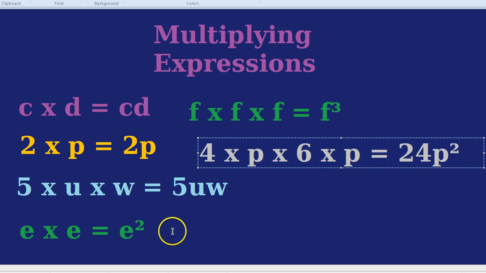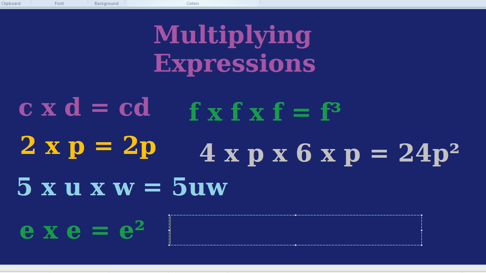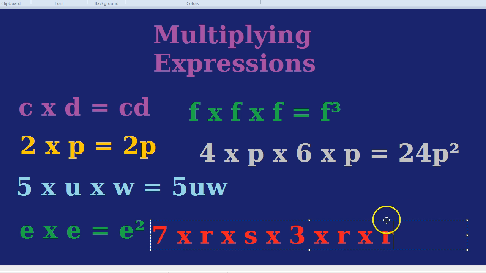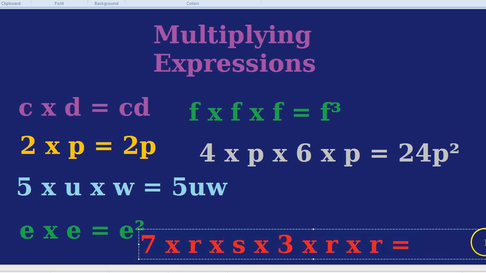Let's try a harder one, really hard one to finish. If we had 7 times by R times by S times by 3 times by R times by R, what would all that nonsense be? All that nonsense would, in fact, equal, the number would come first. So 7 times by 3, what would 7 times by 3 be? 7 times by 3 would be 21.